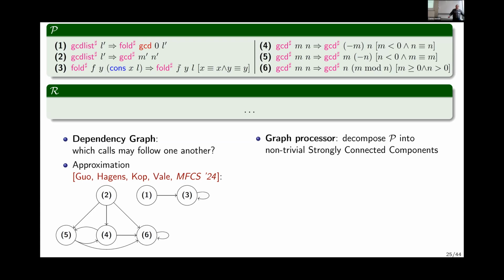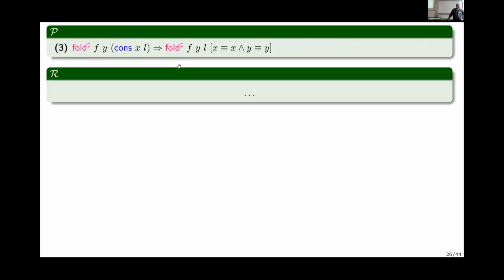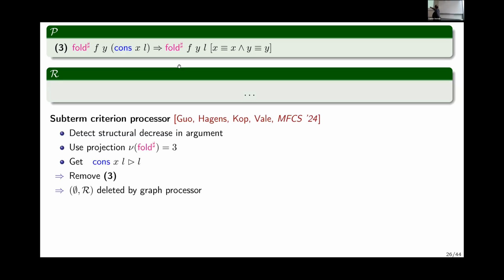So the dependency graph processor splits the problem into the cycles in the dependency graph. So here we have 3 cycles, and we can analyze them separately. So fold calling fold. Well, why is that terminating? The reason comes from classic term rewriting. The last argument, cons of xl, gets replaced by L, and that's structurally smaller. So we can conclude this dependency pair does not cause non-termination for reasons from classic term rewriting.